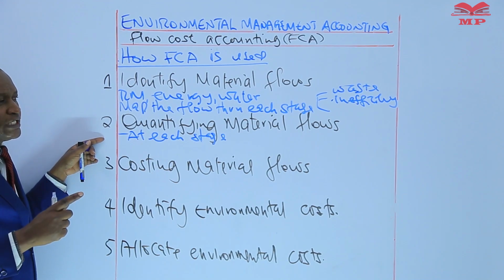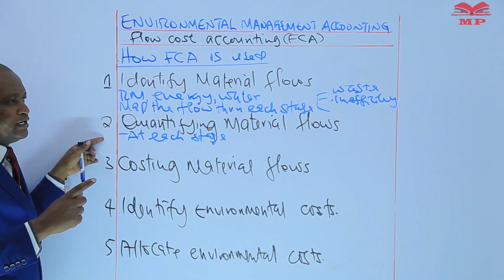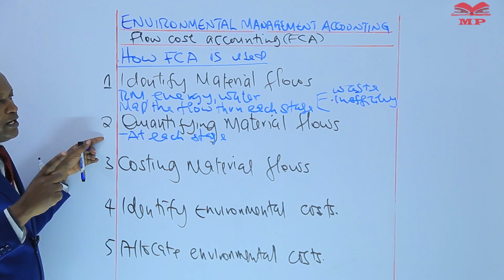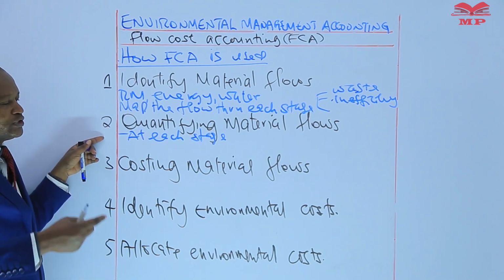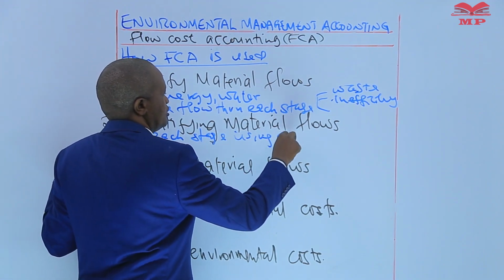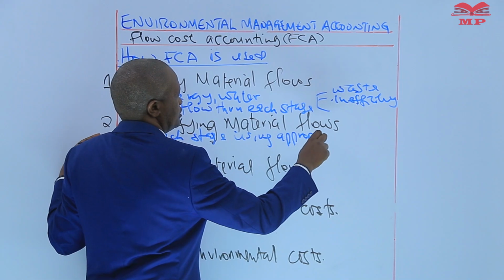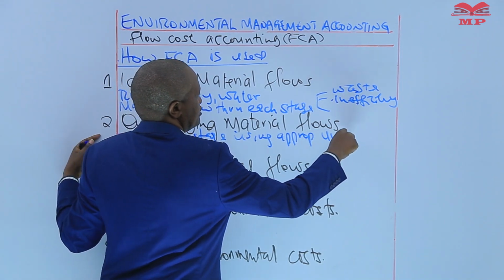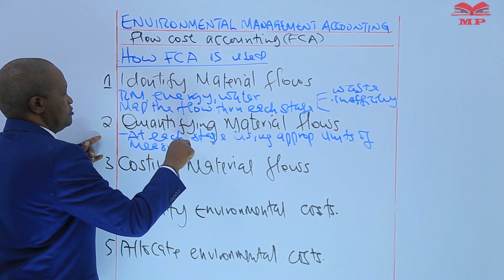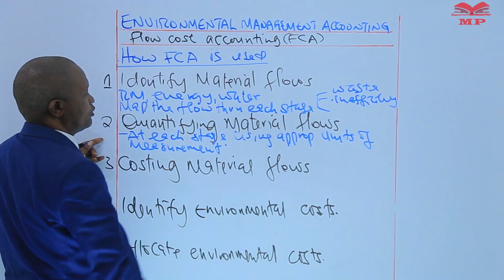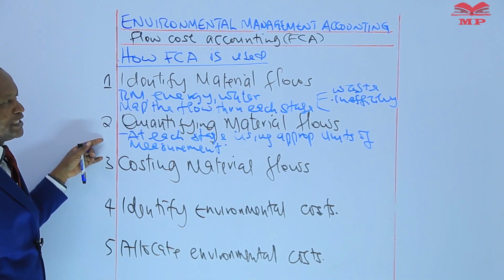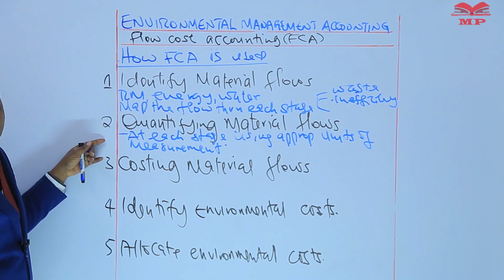The accountant should use the appropriate units of measurement. It could be cubic meters, it could be liters, and so on. Tons.